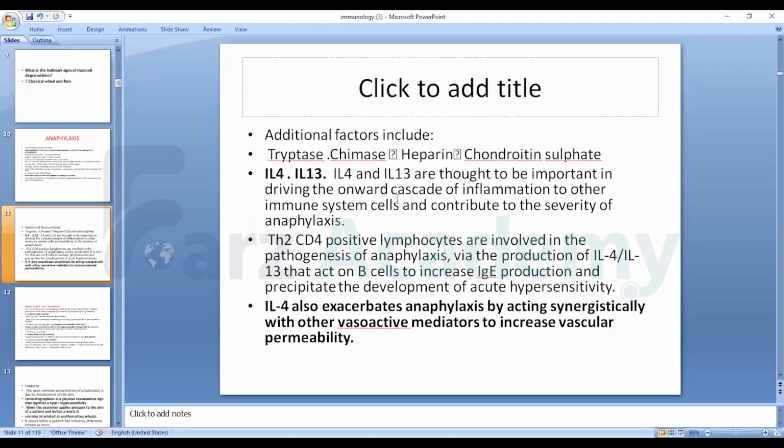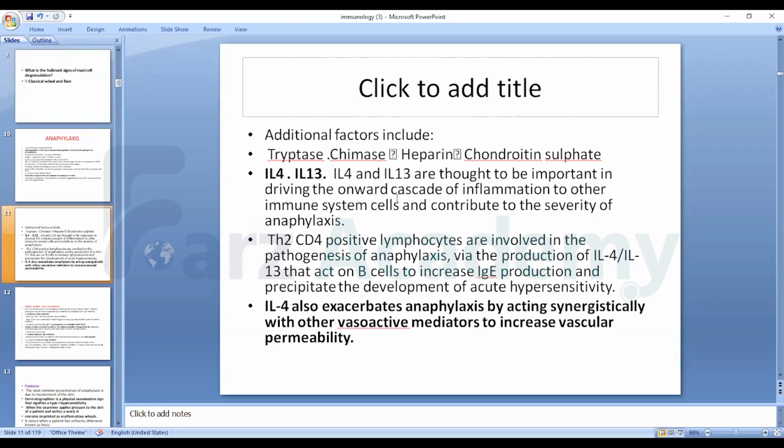So other additional factors included are tryptase, chymase, heparin, chondroitin sulfate, interleukin 4, interleukin 13. So these are thought to be important in driving the onward cascade of inflammation to other immune system cells and contribute to the severity of the anaphylaxis.